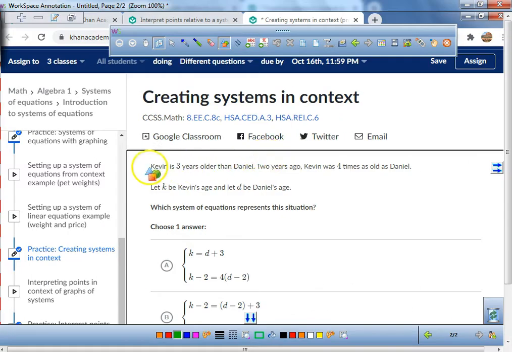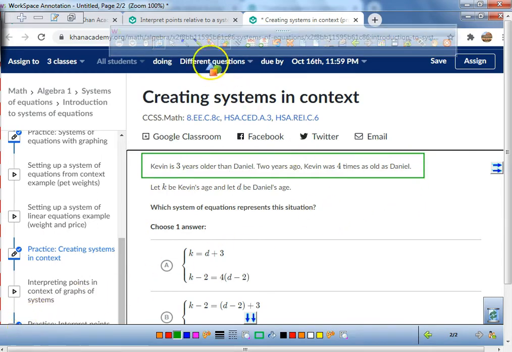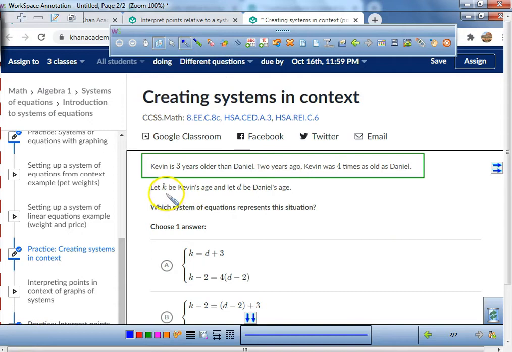You guys ready? I want you guys to write this. Okay, here we go. Everybody, I want you to write this down exactly as it appears. I'm going to pause the video so my students can write it. All right, guys, here we go. Now it says let K be Kevin's age and let D be Daniel's age.